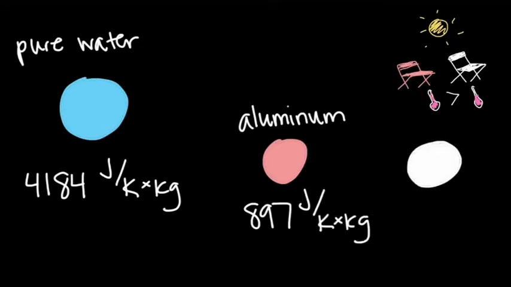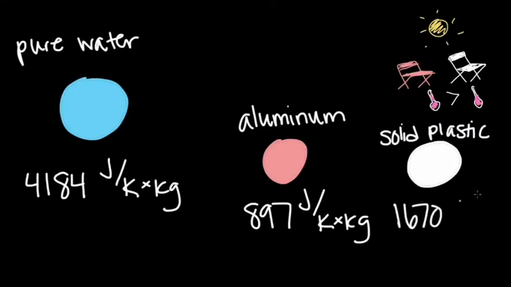Solid plastic, however, has a specific heat capacity of 1,670 joules per Kelvin per kilogram. So you can see from the specific heat capacities that since the sun is providing the same amount of energy to both chairs, the temperature of the metal chair is getting much more increased because it needs less energy to increase its temperature because it has a lower specific heat capacity.